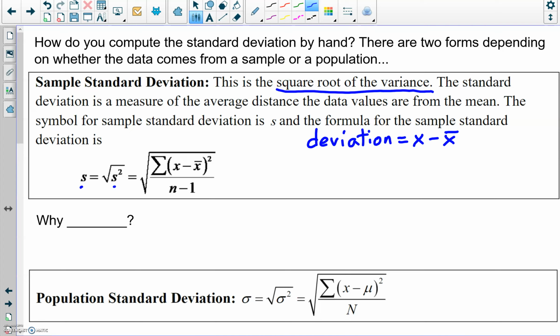And you keep doing that until you run out of data values. So what they've done up here is they're going to sum together all these deviations squared. Well, why the square? Why are they squaring this?